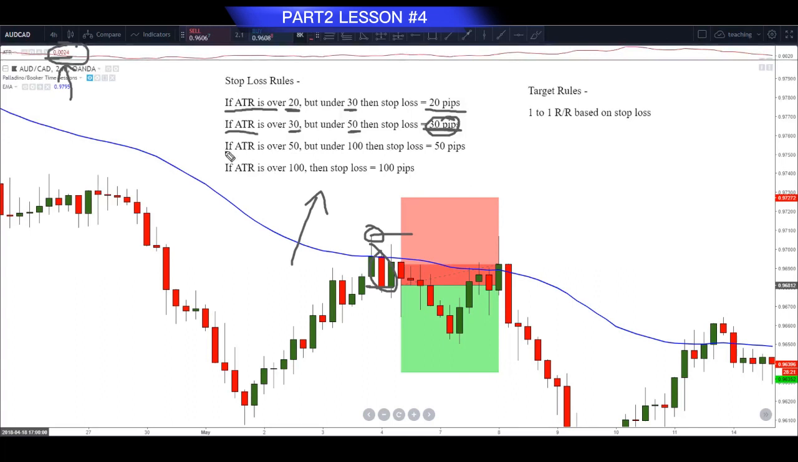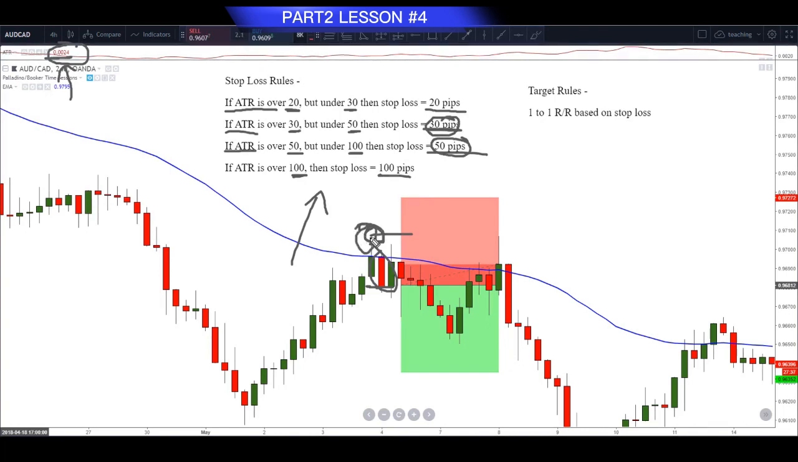Now, if the ATR of the entry candle is over 50 but under 100, this will be the case for some more volatile pairs on the 4-hour chart, which is the time frame we'll be trading the pullback strategy on for the transition phase of this course. So we will have some pairs with an ATR above 50 but under 100. In that case, we'll be looking for a 50 pip stop loss above the swing high. And for the very rare occasion where we have over a 100 pip ATR on a 4-hour chart for a pair, we'll be using a 100 pip stop loss above the swing high.